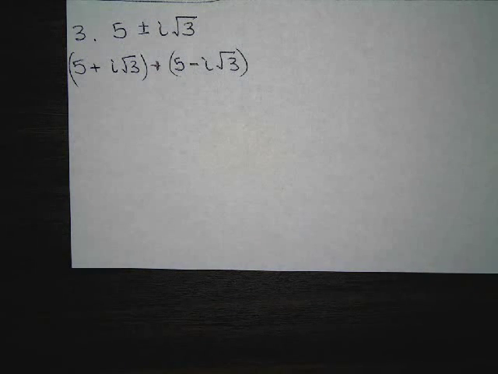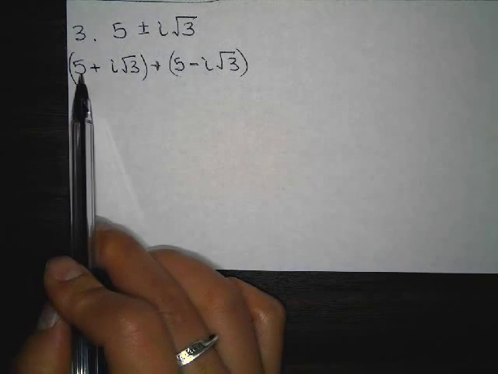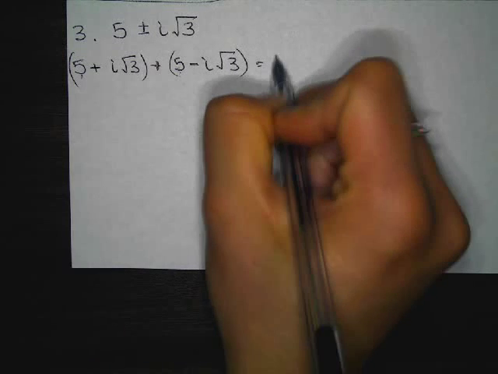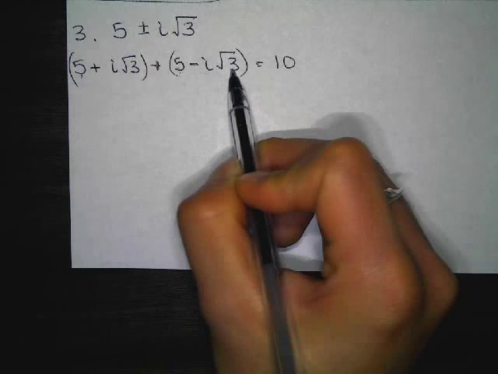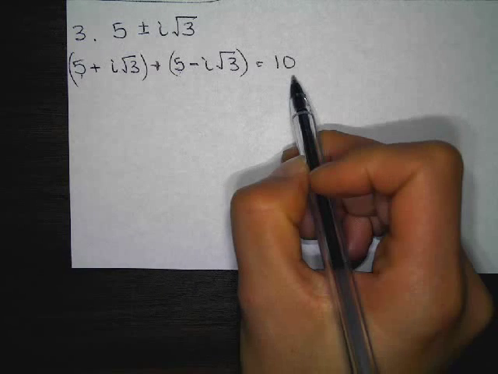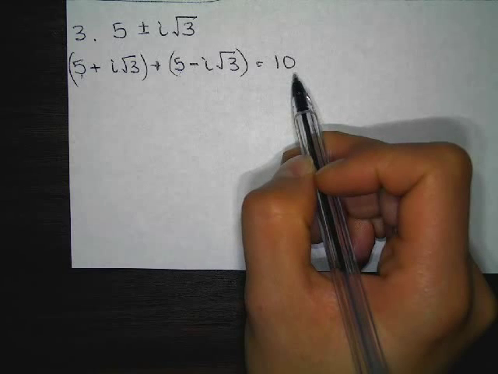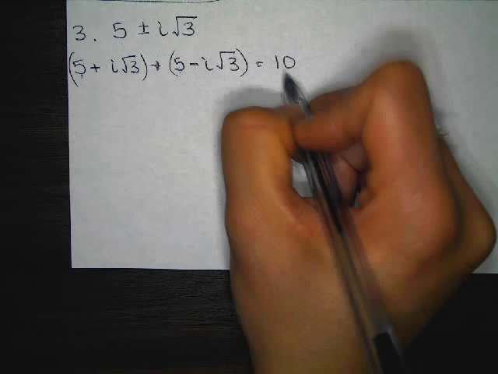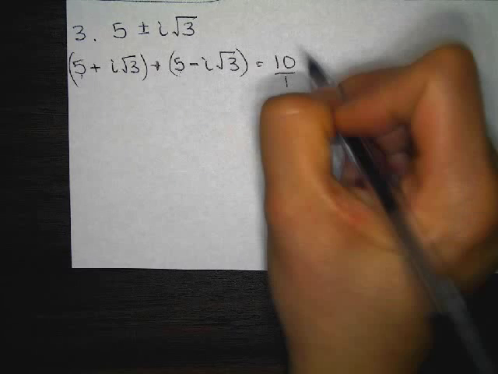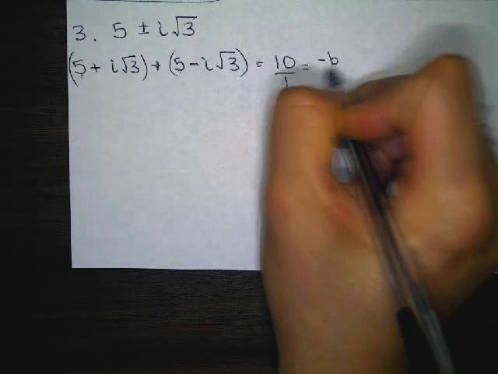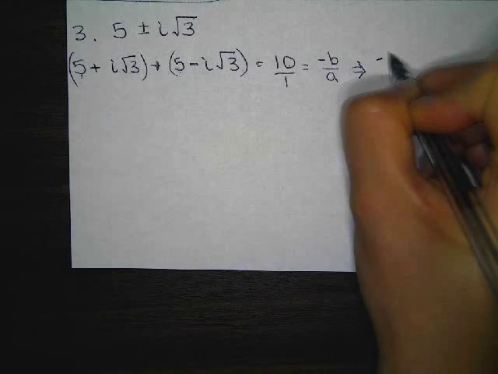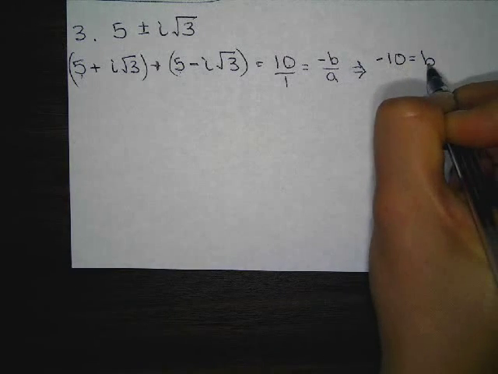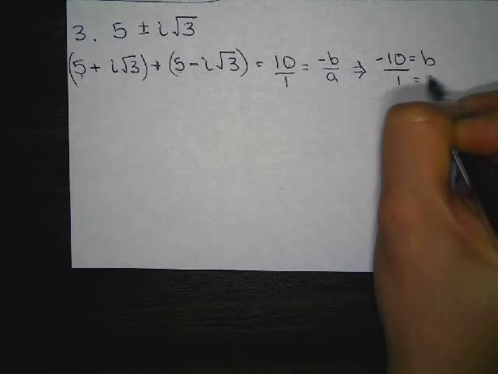You should remember from your operations of complex numbers that we're just going to combine our like terms. So I'm going to have 5 plus 5 here, which is 10. And then we have a positive i square root of 3 and a negative i square root of 3. That makes 0, so all I have is 10. Of course, 10 is a whole number, and we need everything as a fraction, which means 1 is our denominator. Again, that equals negative b over a. So if 10 is negative b, then negative 10 is the positive b that we need, and a is still 1.